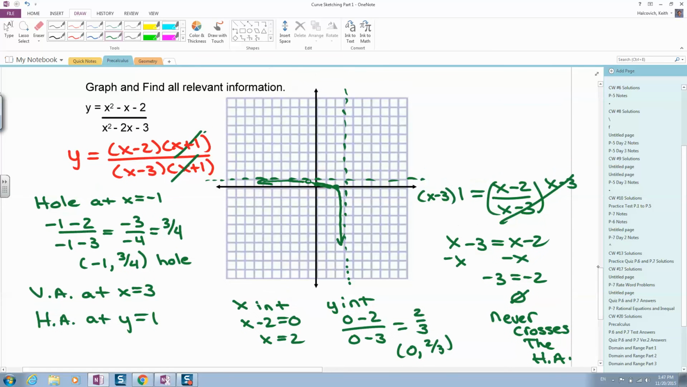So now the only thing left to do is figure out what happens to the right of x equals 3. So we'll put in a point x equals 4 here. So 4 minus 2 over 4 minus 3. So we get 2 over 1. So that means the next point is 4, 2. So that means the graph goes like this. Because remember, it's never going to cross either the horizontal or vertical asymptote.